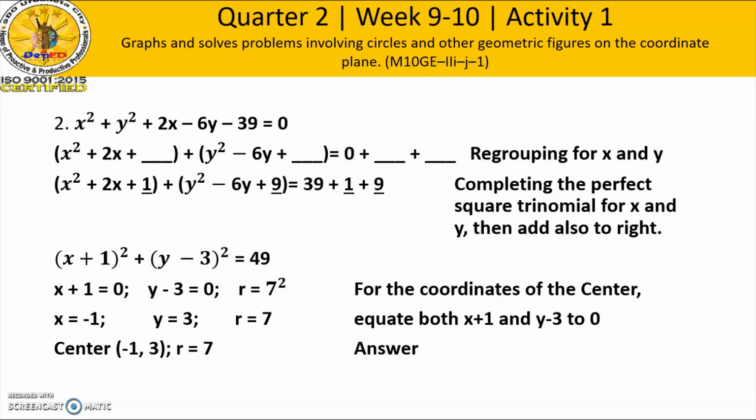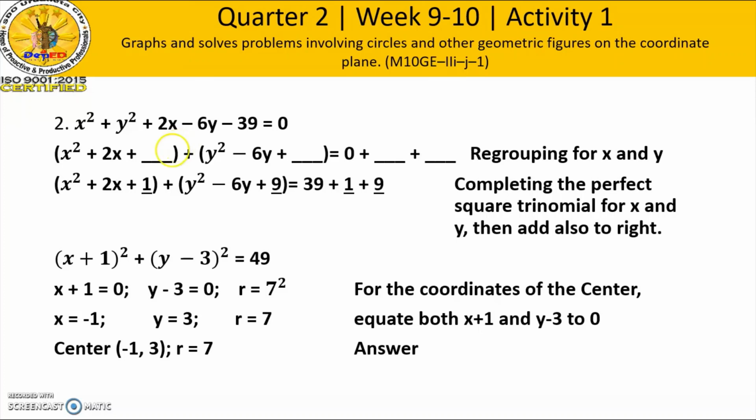Now, we must complete the perfect square trinomials. For the variable x, we will add the constant 1, and for the variable y, we will add the constant 9. Since we added 1 plus 9 on the left side of the equation, we must also add 1 plus 9 on the right side of the equation. By factoring the perfect square trinomials, we have (x plus 1) squared plus (y minus 3) squared equals 49.